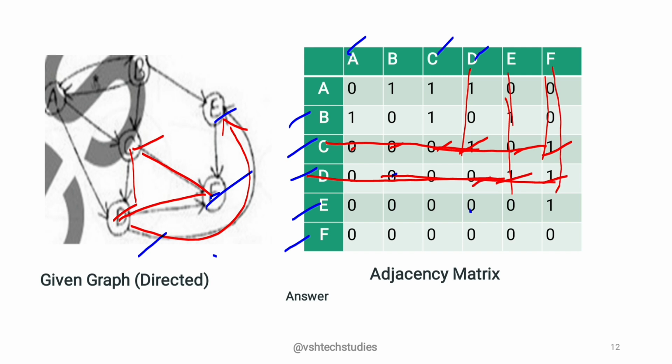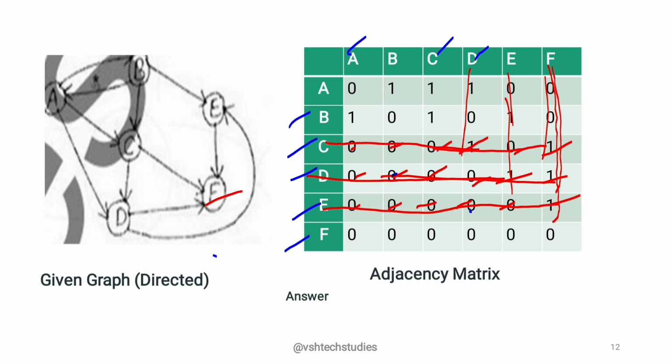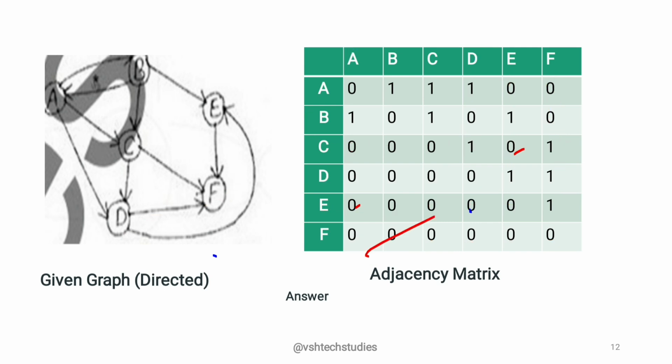Then remaining places 0. So E, if you take E to F, it is connected. So only for E to F, 1 is written. Remaining places 0. So F, if you take, it is not connected with an arrowed line anywhere. From here there is no arrow to any other node. Hence all are 0 here. This is how the adjacency matrix is written for the given graph. This is the adjacency matrix that is obtained.